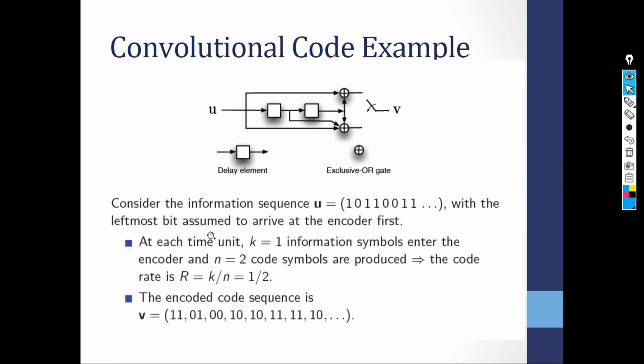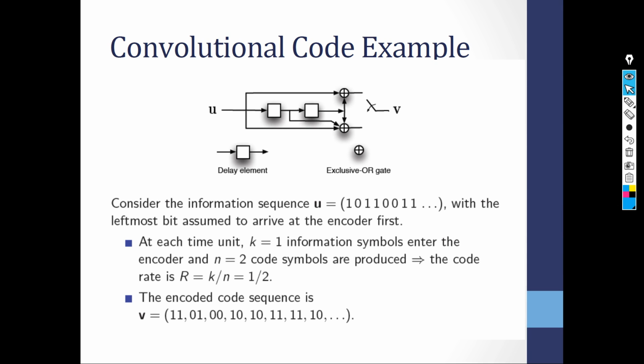So consider the information sequence U equal 10110011, with the leftmost bit assumed to arrive at the encoder first. This means that this bit enters the encoder before the other bits. So basically you have 11001101 entering the encoder, and this is U. You are required to determine V.